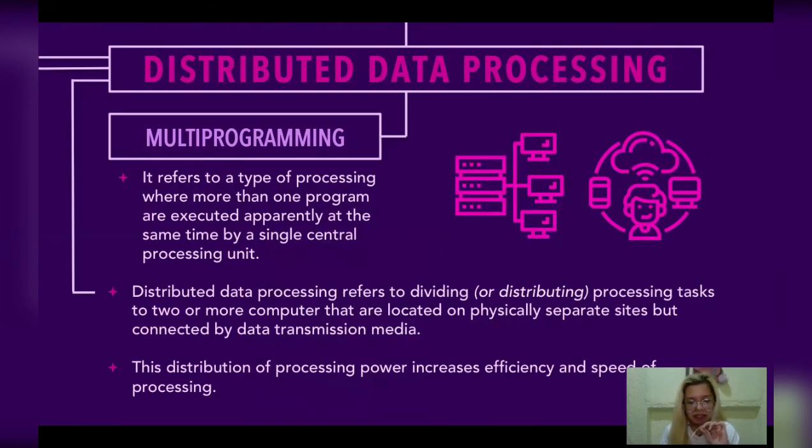Okay. So distributed data processing refers to dividing or distributing processing tasks to two or more computers that are located on physically separate sites but connected by data transmission media. For example, a distributed database will have different tables of the same database residing on separate computers and processed there as need arises. This distribution of processing power increases efficiency and speed of processing.